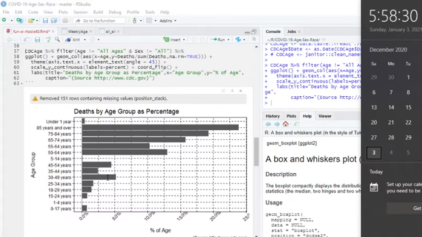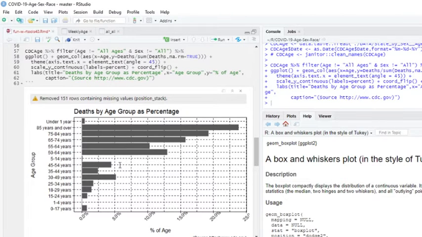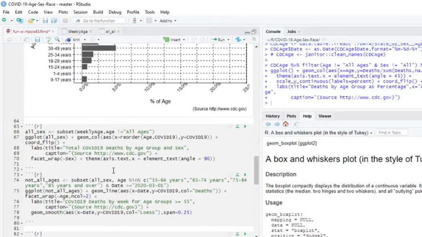Under age 50, the mortality rate drops to 5%, okay? And under age 44, it drops to 2.5%. 25 to 34 drops to under 2.5%, and so forth. So what you can see here is a huge drop in the mortality rate below age 54, below age 55. Okay, what do we have here now?